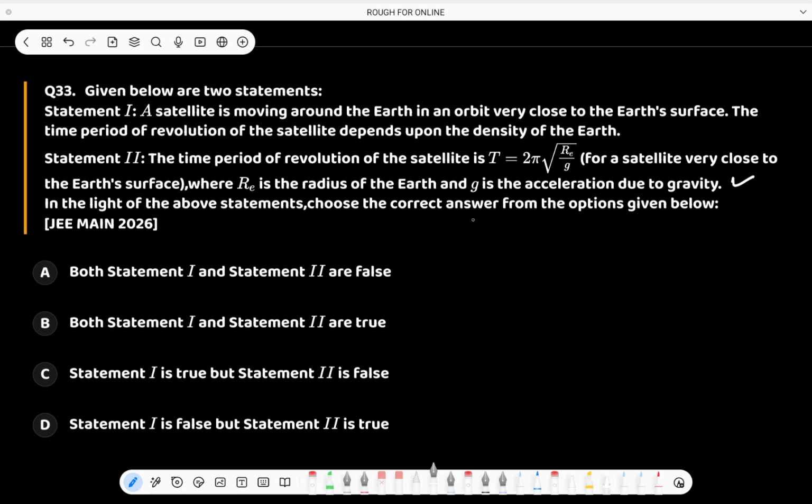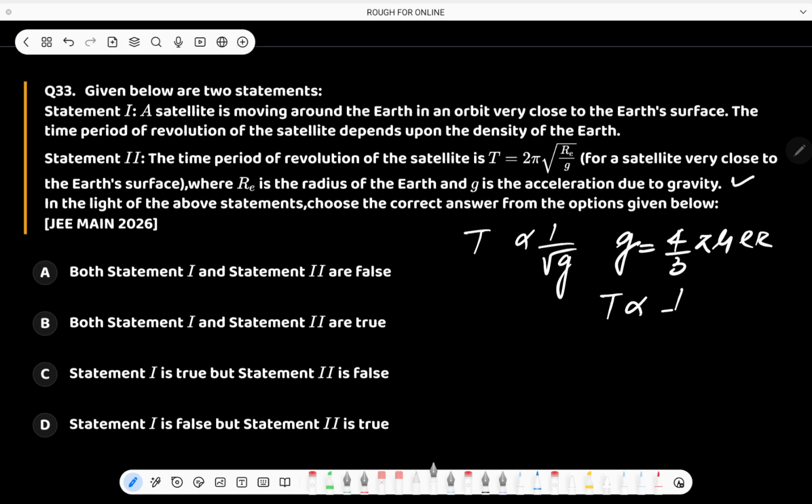So first and foremost, you know that the time period is proportional to 1/√g. This time period depends upon acceleration due to gravity, isn't it? And we know that acceleration due to gravity in turn depends upon the density. How does it depend upon density? Acceleration due to gravity is something like this: 4/3 pi G rho multiplied by R, which means that this time period is inversely proportional to the density of the earth.